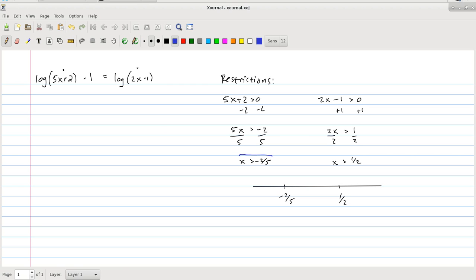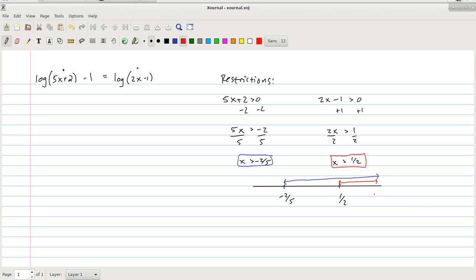From this first condition here, we know that x must be greater than negative 2/5. So that means we start at negative 2/5 and we shade in everything to the right. The second restriction says x is greater than 1/2. That means we start at x equals 1/2 and shade in everything to the right.